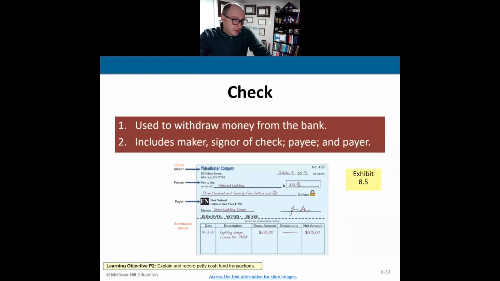I shouldn't have to show this, but this is what a check looks like. For those of you who haven't seen one, this is what it looks like. I'm sure you've all seen one at some point, but just in case you haven't. A check includes who made the check, who is being paid, who the bank is, signature, amount, etc.